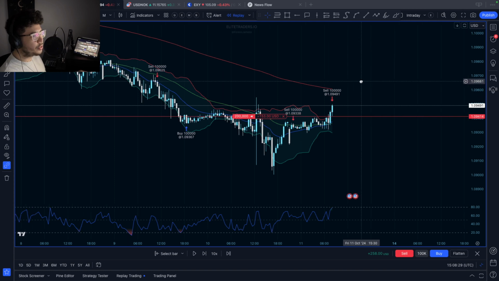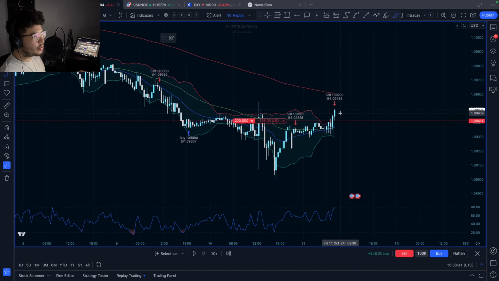Now this is a much more solid entry. The reason is because the top of the Bollinger Band has just been broken. We've also got this 200 moving average, which is still trailing above price very nicely. So for me, this looks like a very solid trade opportunity. So again, let's play through and see how it goes.